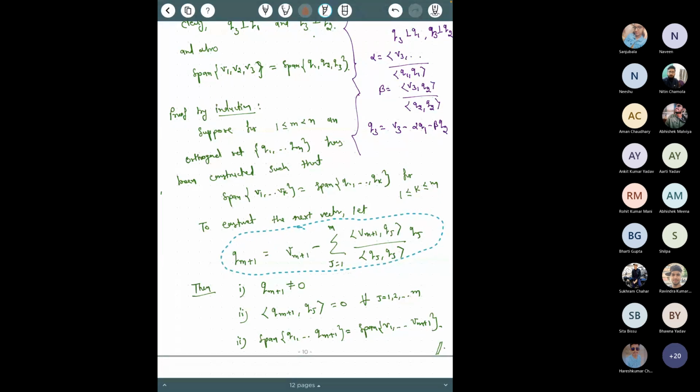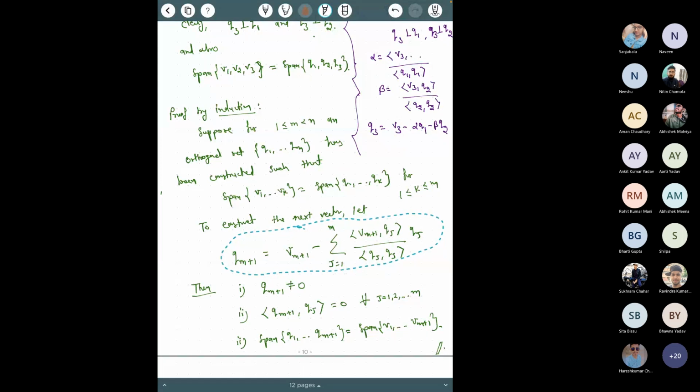So now look at this form. Whatever I have encircled here, just look at this expression. Suppose that the first m vectors are linearly independent, but the vm plus 1 is in the span of v1 to vm. Now, what would be my qm plus 1? This is the formula we are using, right? So just look at this formula and then say what would be qm plus 1.